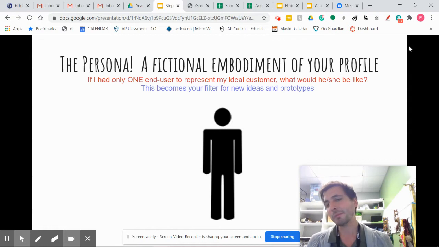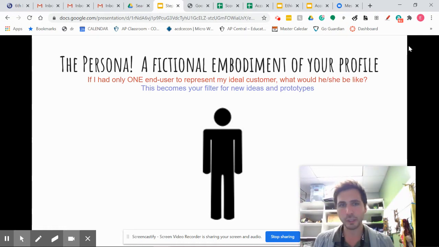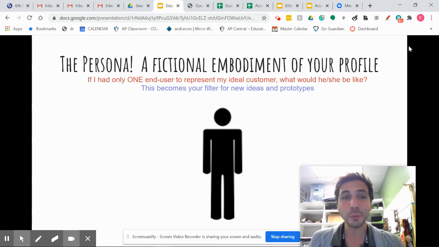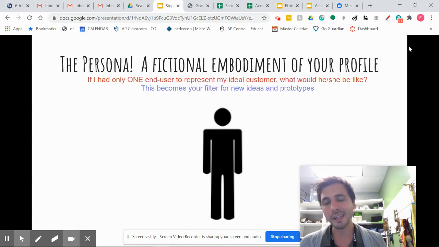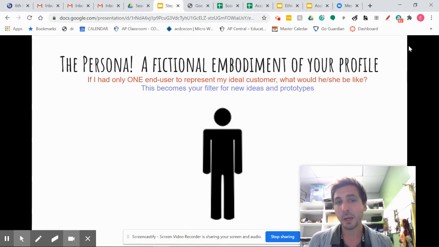After the profile, it's time to go persona. Profile is general, specific but general. Persona is you're going to create one fictional embodiment of your profile, a person, a human being that you will give a name. And so the guiding question here is, if you have one end user, only one person that represented your ideal customer, what would he or she be like? And this becomes the perfect filter, like I said before, for all of your ideas, your prototype. We'll come back to it time and time again.